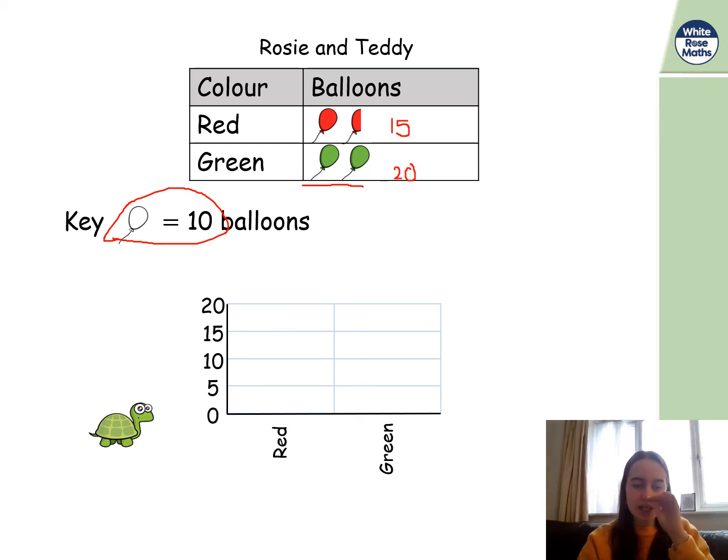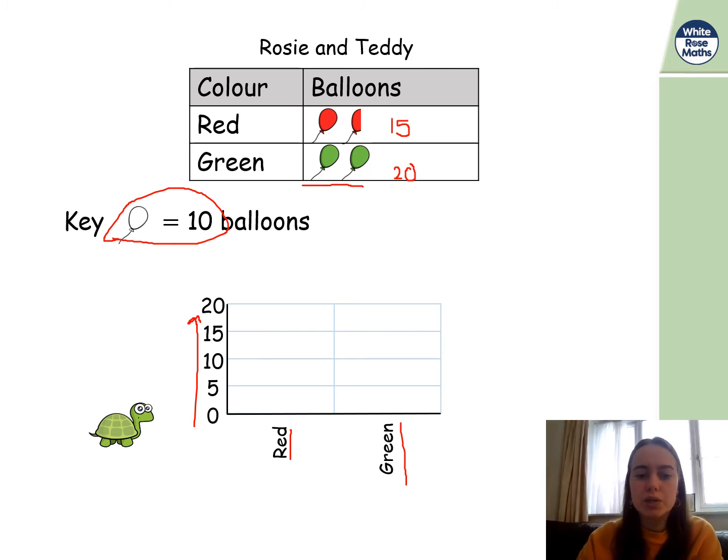So we're going to put this information now onto the diagram. So notice we've got a red column and a green column. And look at our numbers ascending. So what is counting up in? It's counting up in 5s. So we've got 5, 10, 15, 20.